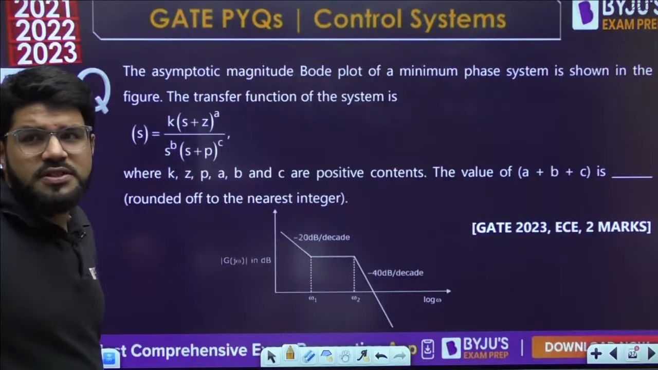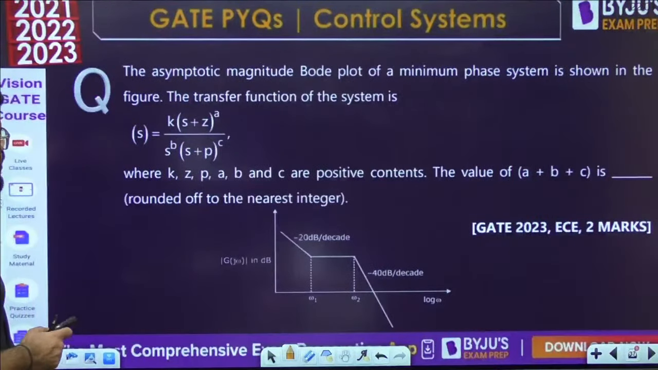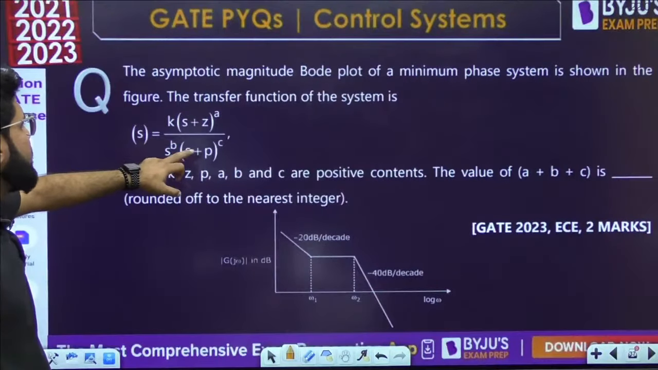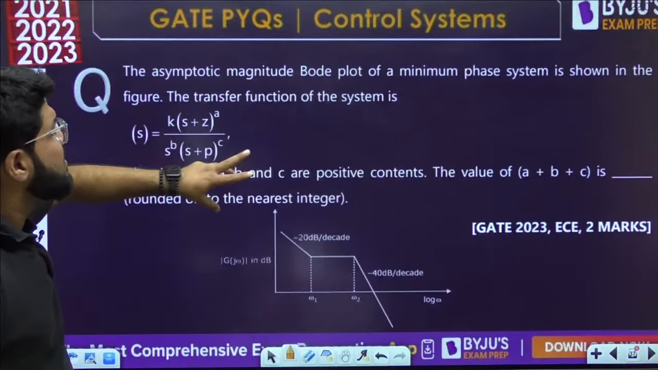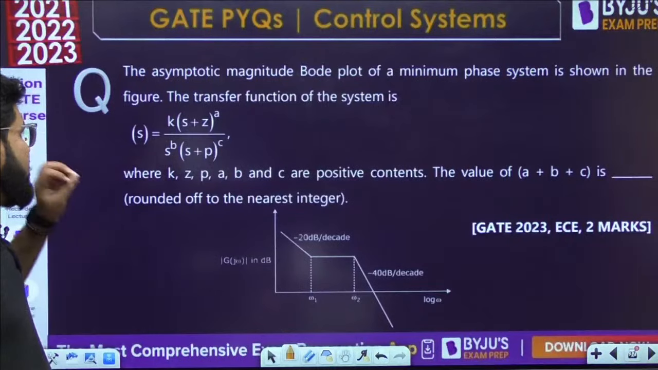What should be the transfer function of the system? It is given to you: K (s plus z) power a, s power b, (s plus p) power c, where K, z, p, a, b, c are all positive constants. Constants should be there. What is the value of a plus b plus c? It is a very simple question.